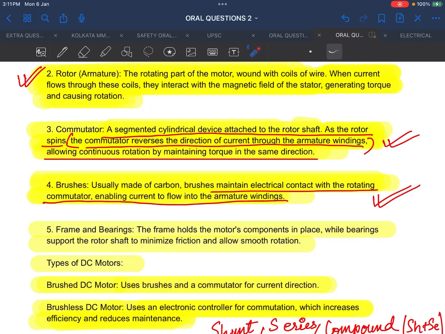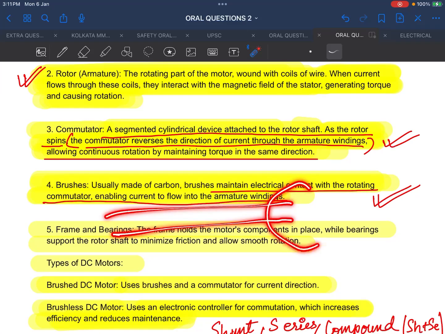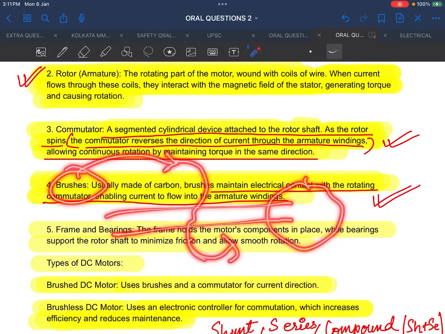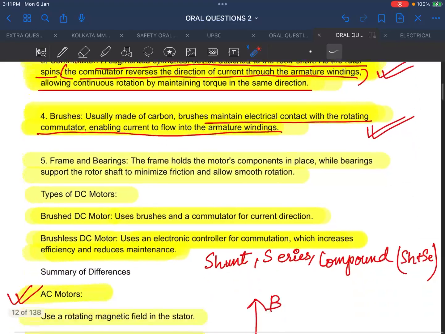Usually made of carbon, the brushes maintain electrical contact with the rotating commutator. They are just mounted on the commutator, which is fixed on the shaft. Okay, I will show you. This enables current flow in the armature winding. What is the main purpose? It is the current flowing to the armature winding of the rotor. So how is the current flowing? With the help of the brush: the brush supplies current to the commutator, and via the commutator it goes to the rotor circuit. Okay, I will show you.